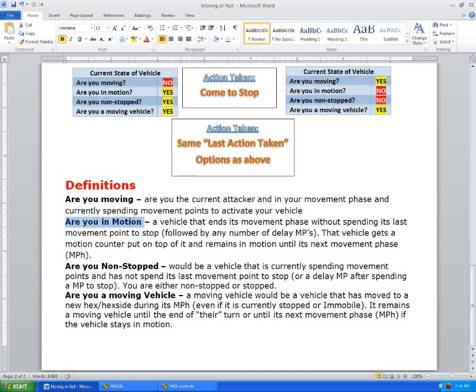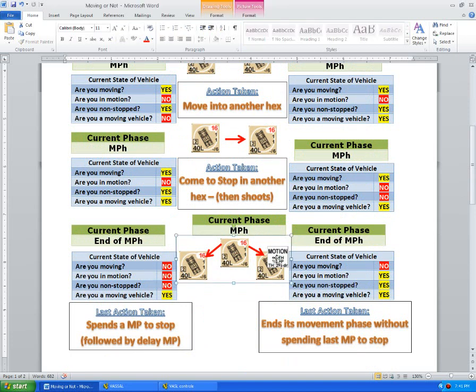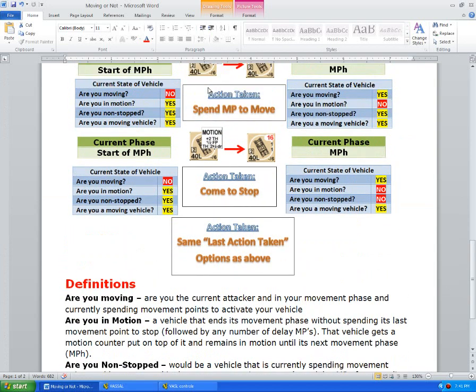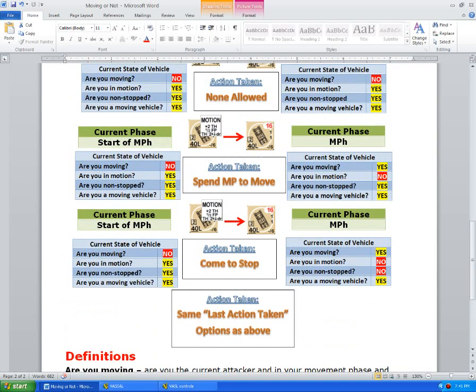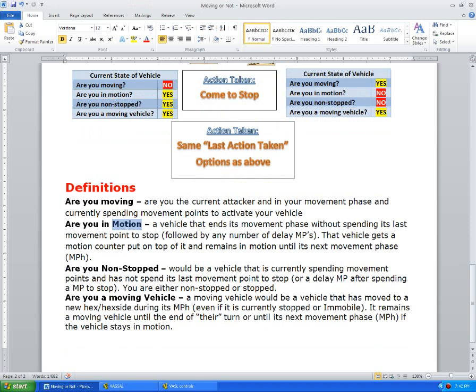Are we in motion? The thing to remember about motion is that it's only going to happen at the very end of your turn and in between your turns. So if we stay in motion at the very end, we're going to stay in motion until we get into our next movement phase. And when we start spending movement points on that vehicle, our motion counter goes away. So we can't be in motion and be spending movement points on that vehicle. It's one or the other. Basically, if you see a motion counter on the vehicle, it is in motion. Anytime you decide not to spend movement points to stop the vehicle, you're going to get a motion counter. That motion counter stays with you, and as soon as you start spending movement points on that vehicle, the motion counter gets removed.